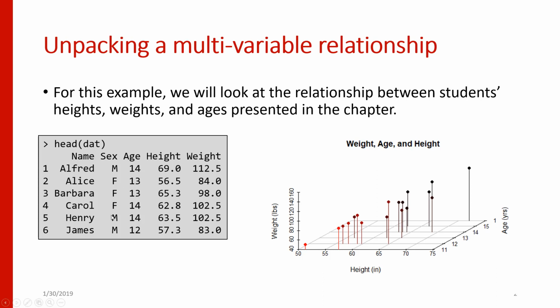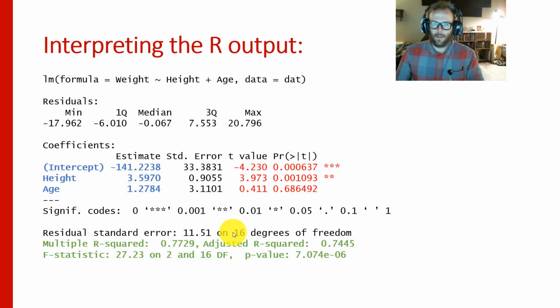Now, when we import this data into R, we're actually going to start from the end and take a look at the multivariable model first, and then we'll unpack it to look at the individual regression coefficients and how we get those values. So first, when we run this linear model in R, we're predicting weight as a function of height and age after we have imported this data frame. We get this regression output, and these are our coefficients.